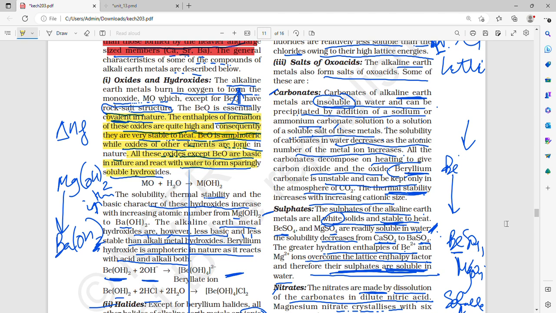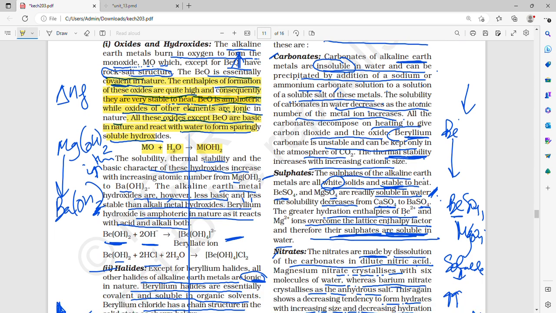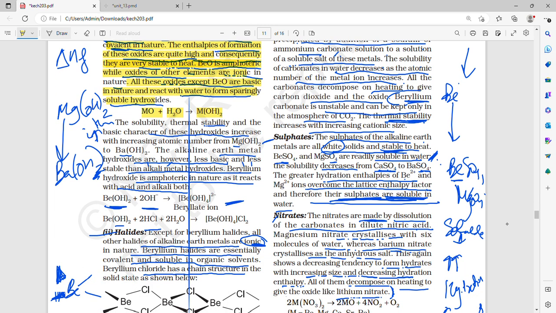So except for beryllium oxide, all other oxides MO when reacted with H2O water will give us sparingly soluble hydroxides M(OH)2. Solubility, thermal stability and basic character of these hydroxides.